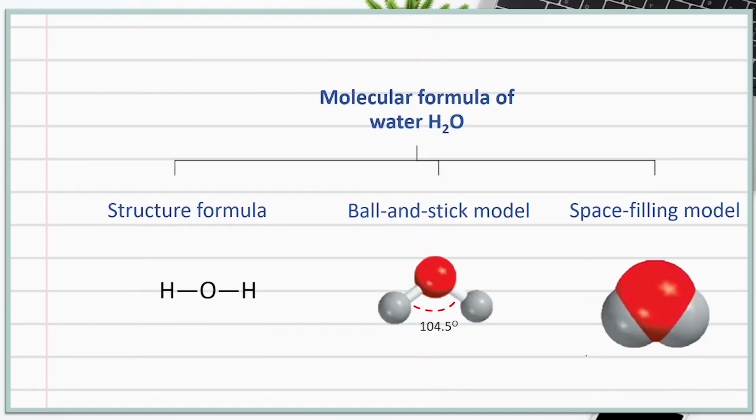Let's look at the 3 forms of the water molecule, H2O. The structural formula tells us that oxygen is singly bonded to 2 hydrogen atoms. From the ball and stick model, we can see that the HOH angle is 104 degrees. And the space-filling model shows us how the 3 atoms fit together in space and their proportional sizes.